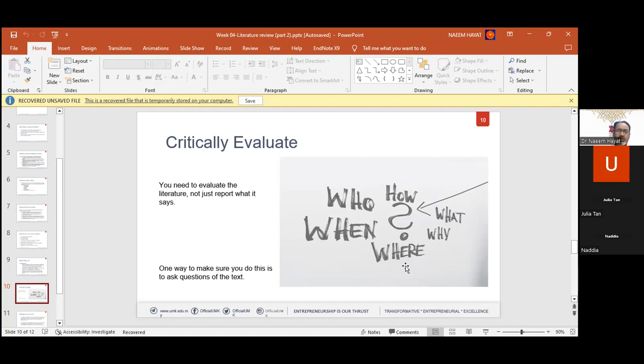One way to make sure that you do this is to ask questions of the text. It means you make the text that you are utilizing to write your literature questionable, because you read, you evaluate, and you argue on the literature. So that's why it's very important to critically evaluate. And in critical evaluation, we contrast and argue sometimes against and sometimes in favor of a thought or concern that we are showing.